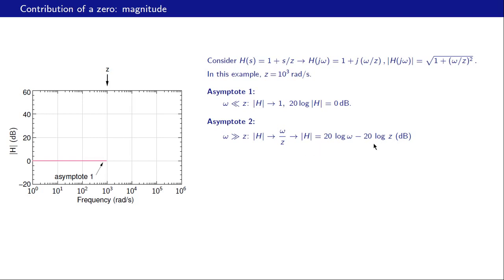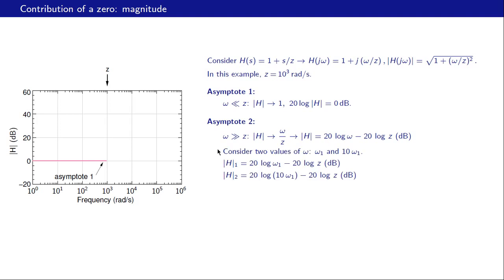Now this is a straight line in this plane here, and let us make a couple of observations about this straight line. First, if omega is equal to z, then this first term cancels with the second term, and we get |H| equal to 0 dB. That means this straight line is going to pass through this point, that is omega equal to z, |H| equal to 0 dB. Point number 1. Point number 2, the slope of this line is going to be 20 dB per decade, because we are plotting |H| in dB versus log of omega, and this number then gives us the slope.